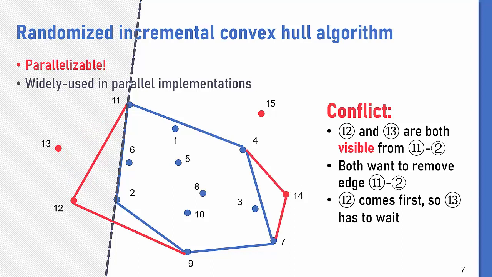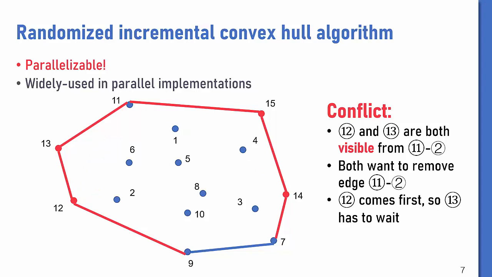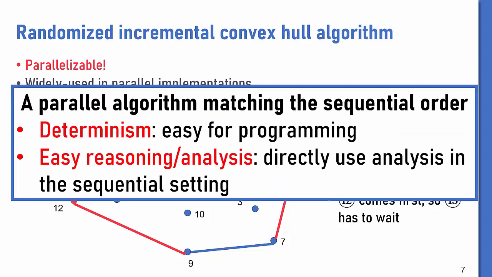For 14, it's safe to be added at the same time with 12, and 15 conflicts with 14. So in this round, 12 and 14 will be added in parallel first, and then in the next round, 13 and 15 will be added in parallel. So we can run the algorithm in parallel, and more importantly, we can get a parallel algorithm that matches the logic and execution order in the sequential algorithm.